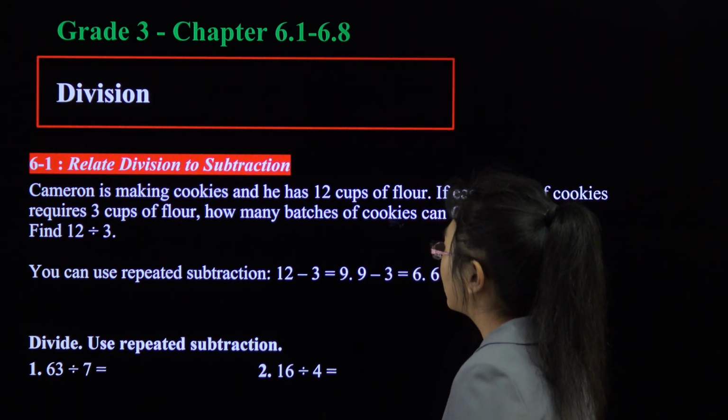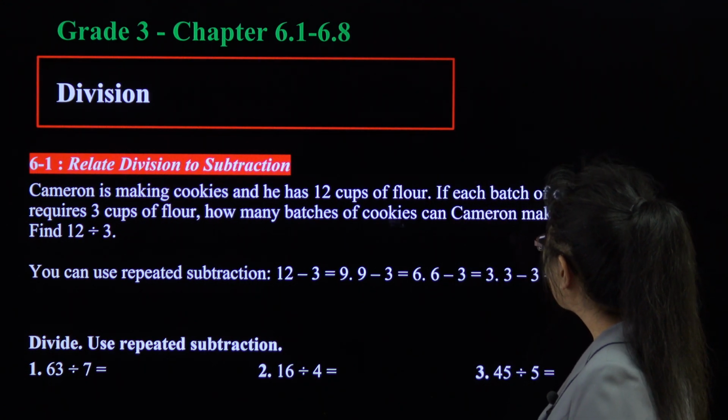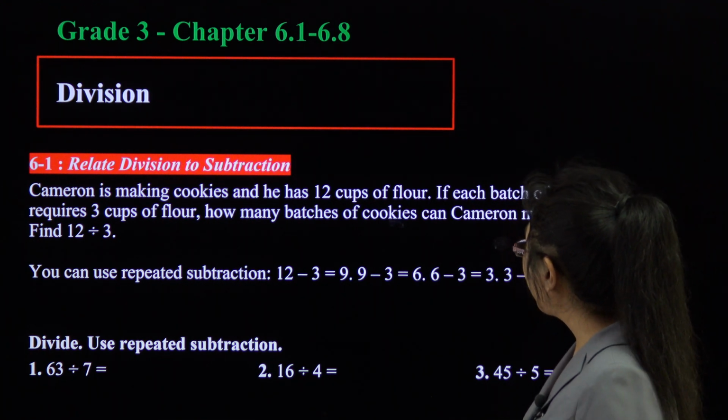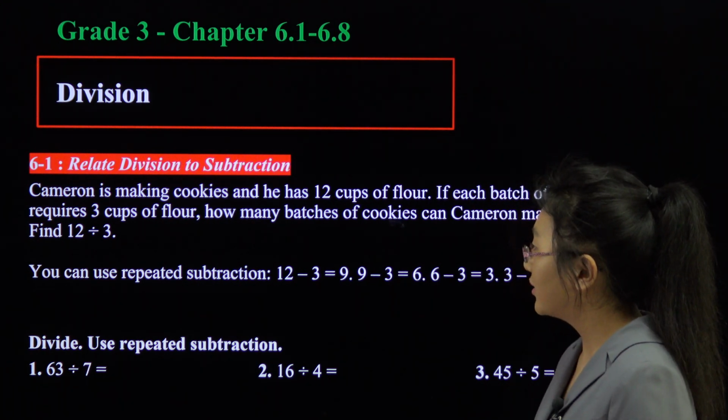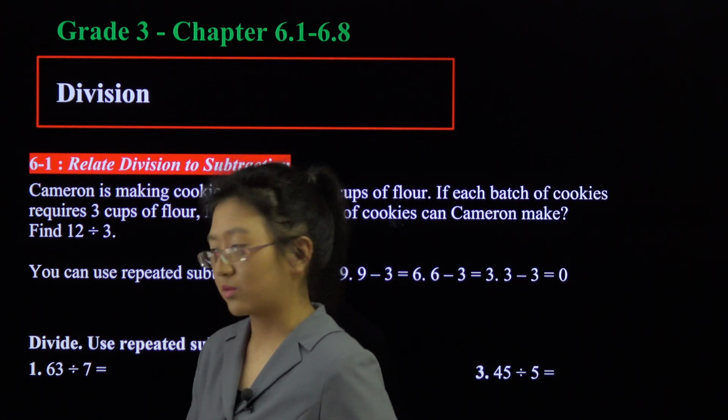Cameron is making cookies. Nice. And he has 12 cups of flour. If each batch of cookies requires 3 cups of flour, how many batches of cookies can Cameron make? Find 12 divided by 3.